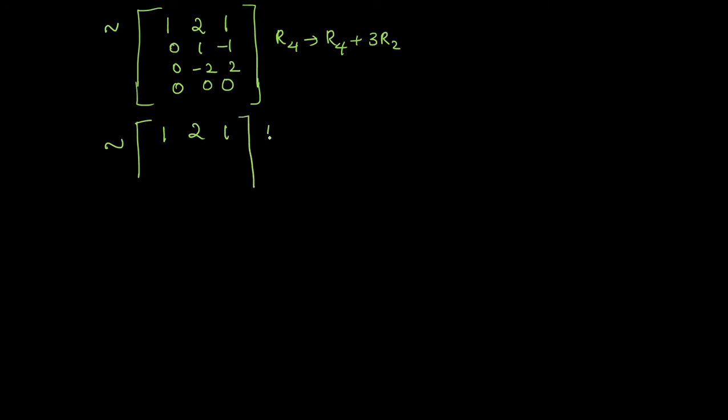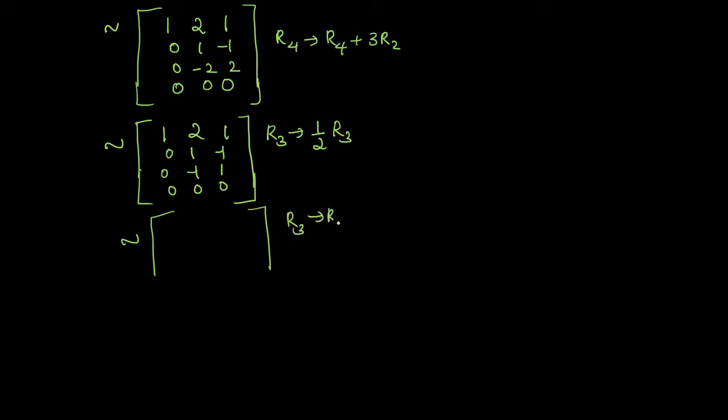Next, we can use the row transformation R3 gives 1 by 2 R3. Then the third row becomes 0 minus 1 1. And we can make the third row also zeros by using the row transformation R3 gives R3 plus R2. Therefore, the third row becomes zeros.